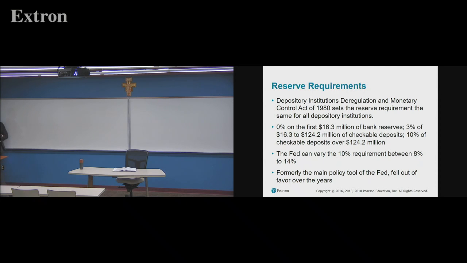So there was an act in 1980, the Depository Institutions Deregulation and Monetary Control Act, that set the reserve requirements the same for all depository institutions. Prior to that, different types of banks had different levels of reserve requirements. So it was different whether it was a savings and loan or a thrift or a regular commercial bank.